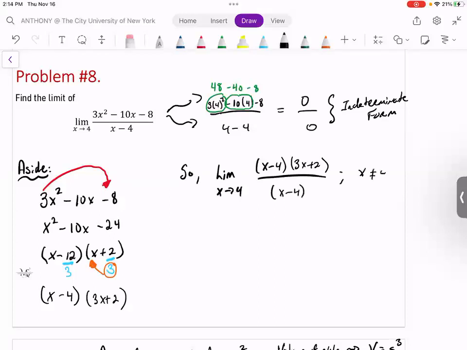Now, as long as x is not equal to 4, the x minus 4s cancel, and you're now computing a more simple limit. It's just the limit as x approaches 4 of 3x plus 2. If you apply a direct substitution here, you get 3 times 4 plus 2. This is 12 plus 2, which is 14. And that's it. That will be your limit.